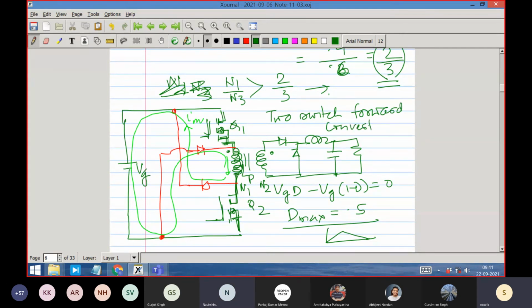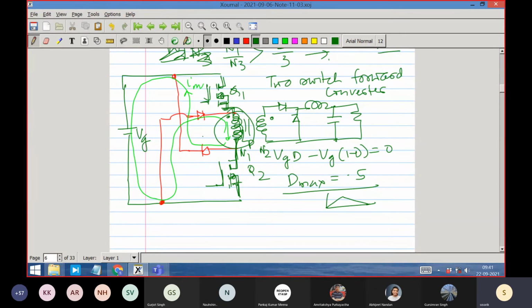So why do we have a restriction on duty ratio, like 0.5? The restriction on the duty ratio is here, right? The volt-second balance of this has to happen, right?